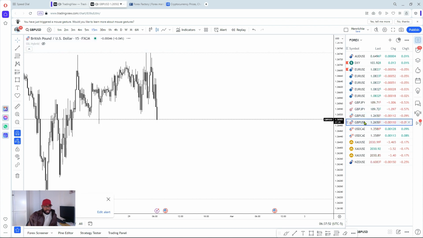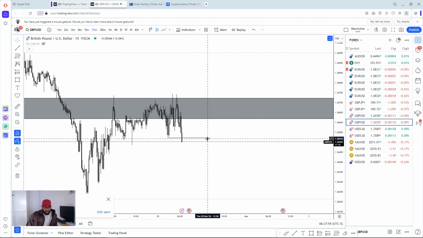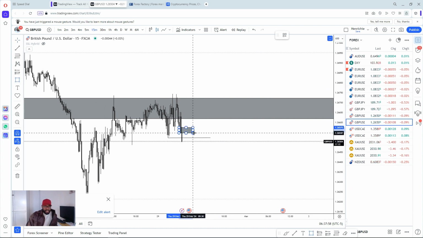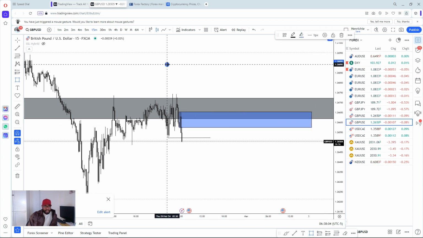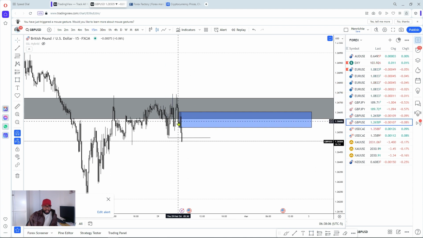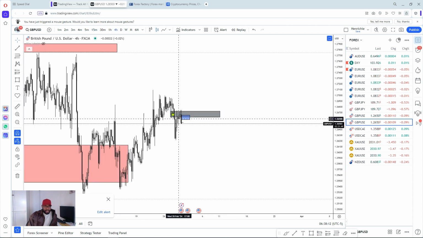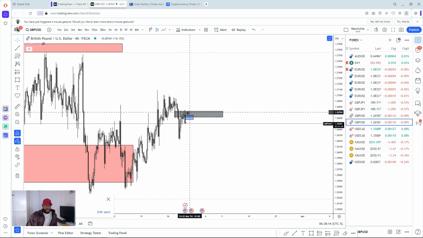So GBP US dollar has also broken structure. This was the last impulse move to the upside before breaking structure. And that would be a good area to look for potential sells in anticipation for a continuation to the downside on GBP US dollar. Our key level is a 4 hour inefficiency. And right here, we mitigated a 4 hour inefficiency.